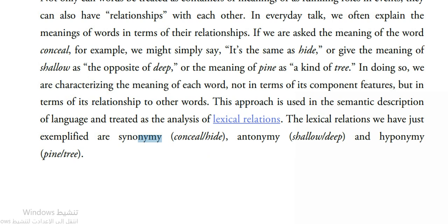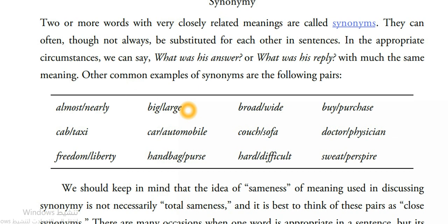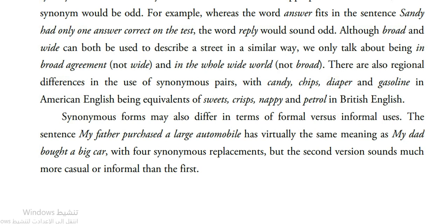Here we have examples. Synonym means two words that are synonyms of each other, like when we say big and large, cab and taxi, car and automobile, almost and nearly, buy and purchase. So all these words, if they come in a sentence, it means it's like a synonym or meaning for another word to ensure or emphasize the meaning. That's one important part. So synonyms can describe each other.